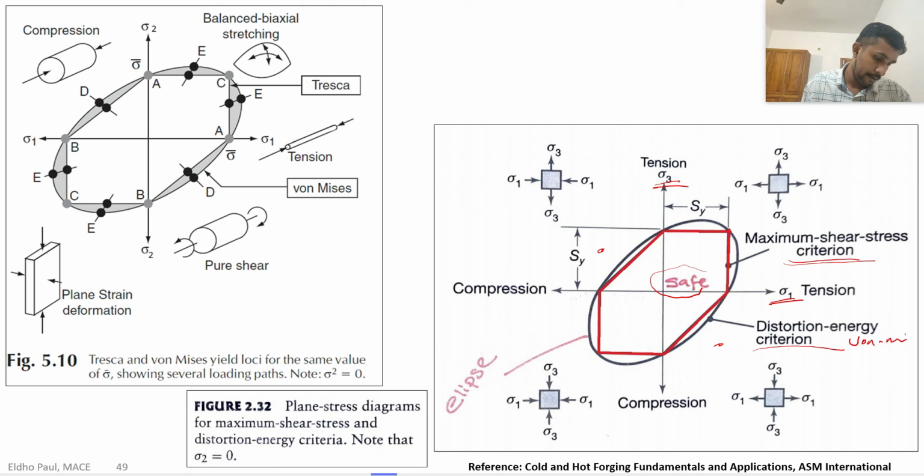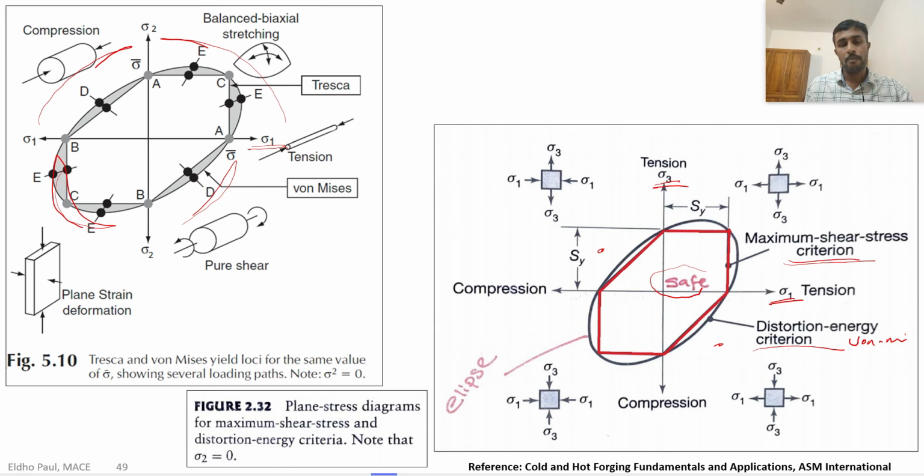This is the ellipse. The first quadrant represents biaxial stretching in both directions. Where sigma 2 is equal to 0 and sigma 1 has a value, that is a uniaxial tension test. This region is a compression region, this is the plane strain deformation region, and this is a pure shear region. So you have to remember this.